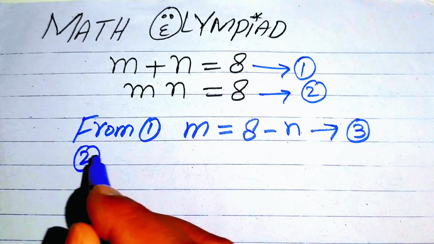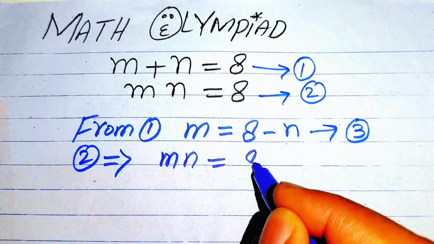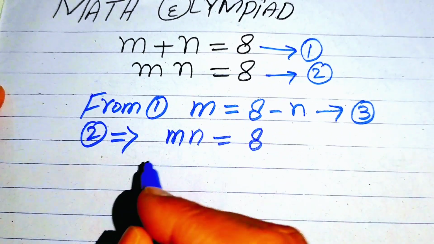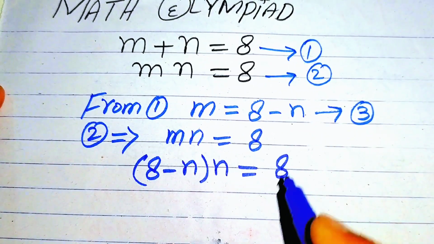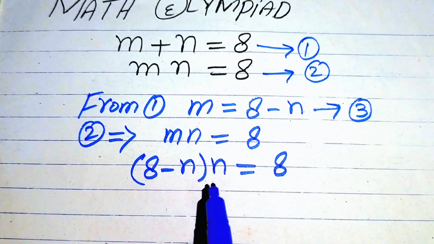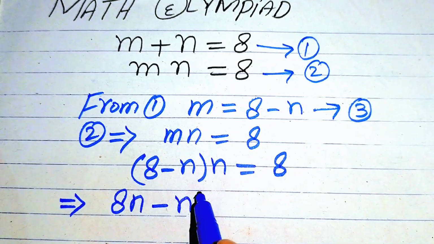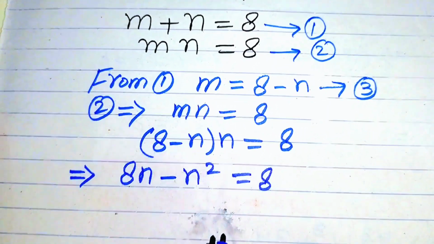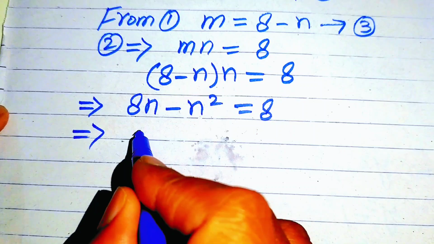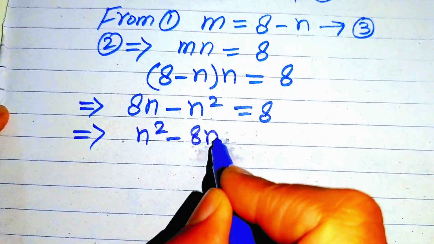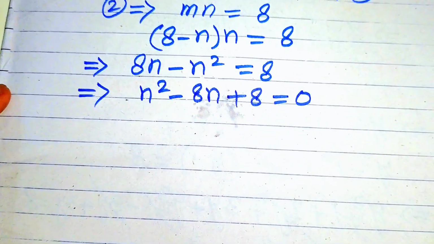So we write equation number 2, m multiplied by n equals 8, and we put the value of m here and it becomes 8 minus n into n equals 8. Here we multiply this n on both of these terms and we obtain 8n minus n square equals 8. Now we simplify the terms and we move these two terms to the right hand side and it becomes n square minus 8n plus 8 equals 0. So this is in standard form.